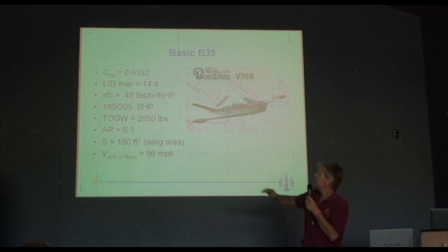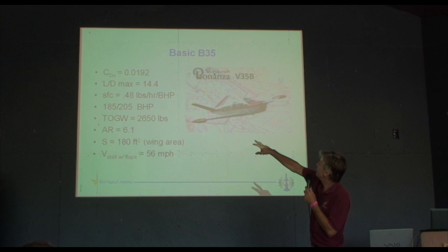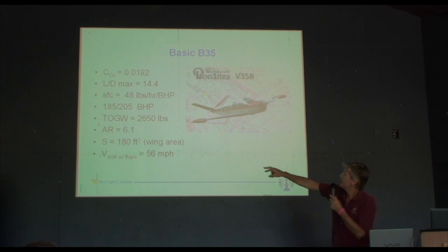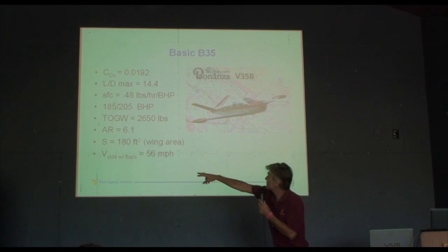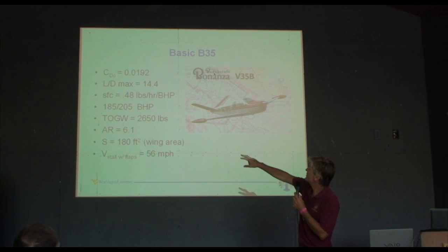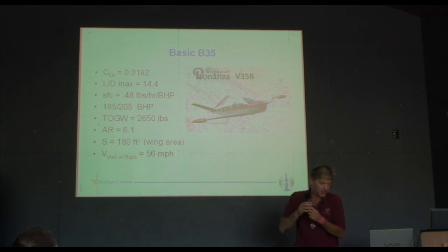This is the basic airplane here. L over D max 14.4. Won't spend a lot of time here because we're running out of time. Aspect ratio is 6. Has 180 square feet of wing area, and I'm sorry, the stall speed's 56, not 54. So we are going to maintain the useful load, the takeoff gross weight, the horsepower, and the stall speed.